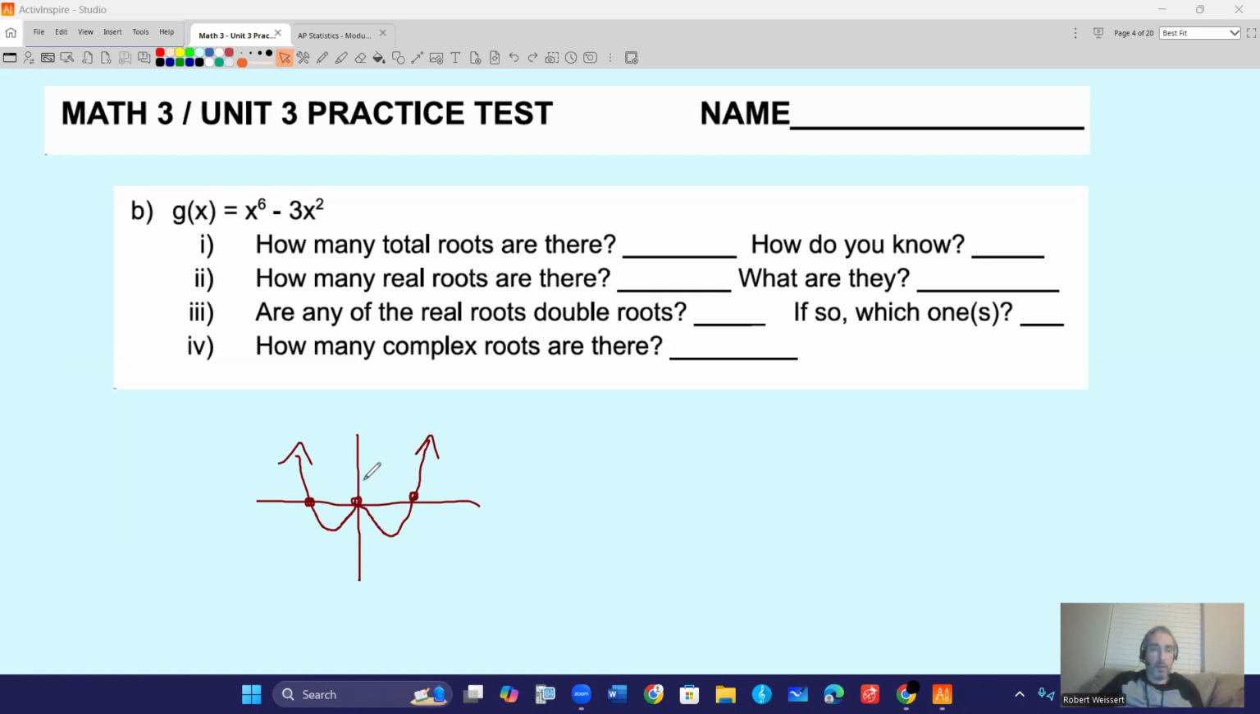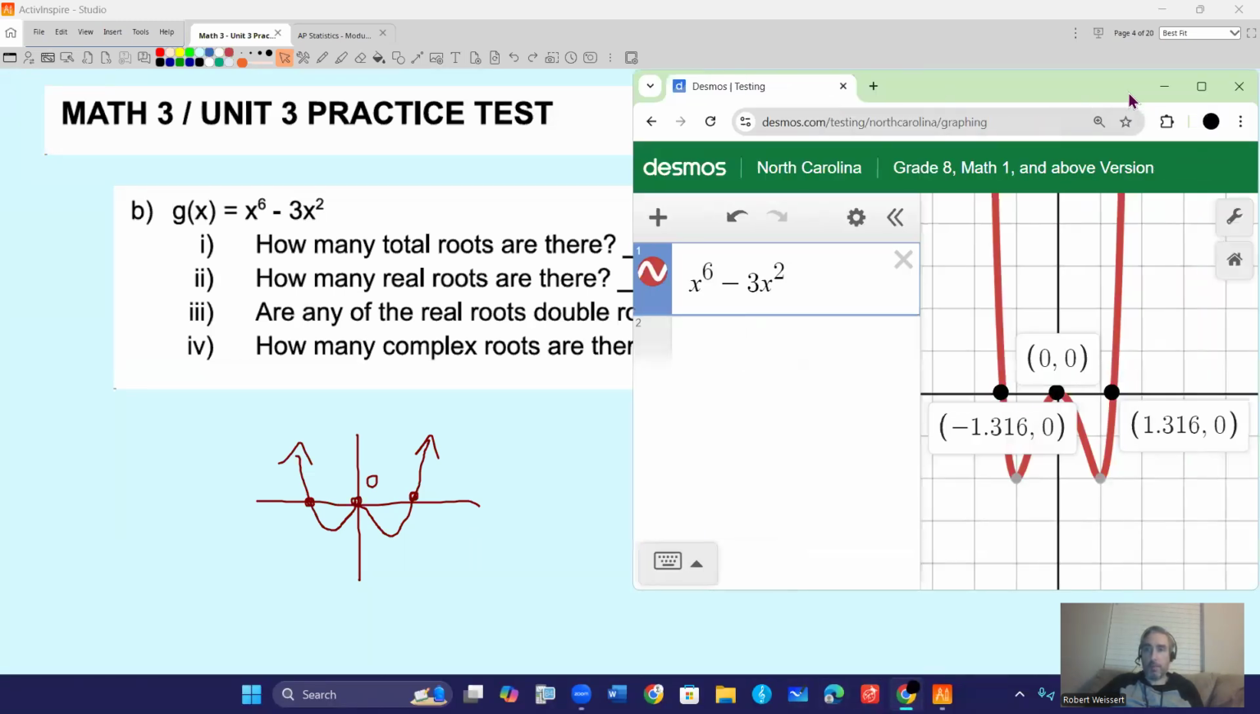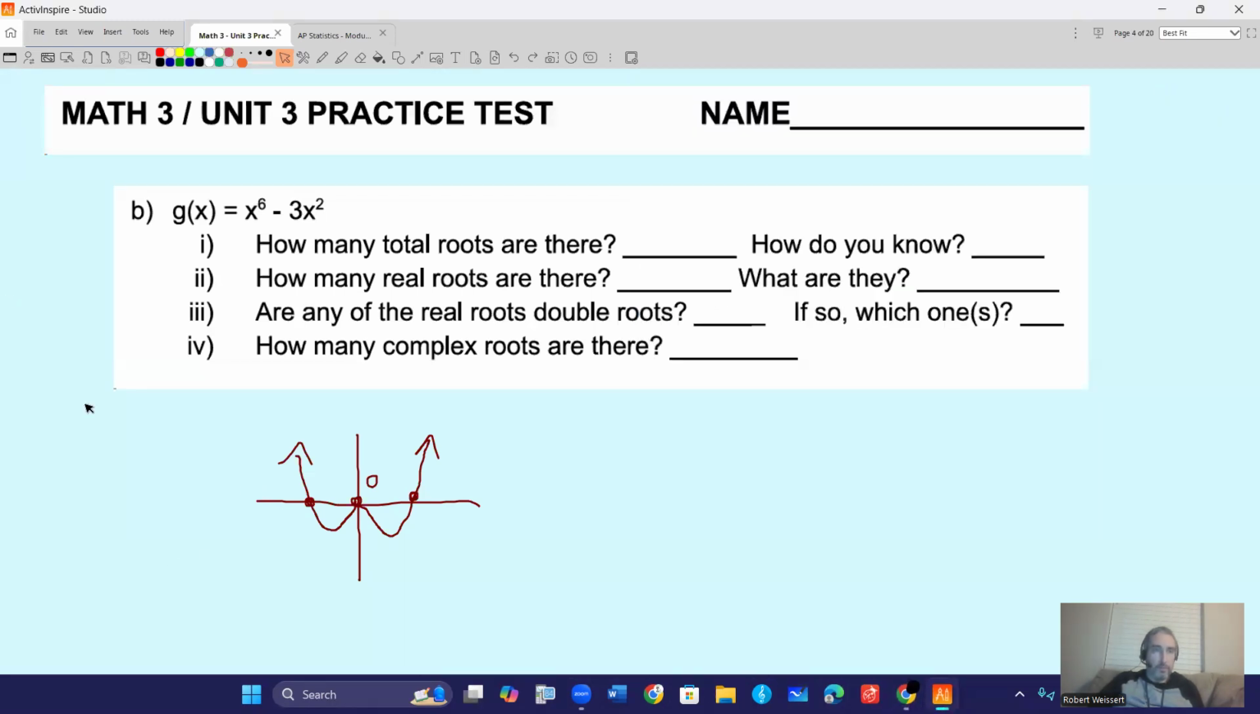Okay, I know this one's going to be 0. I forgot what the other ones are, so let me go back to the graph. So negative 1.316 and positive 1.316. So those are all your roots. Notice that the degree is 6. So there's going to be 6 total roots, and we can just say the degree is equal to 6 for your reason. How many real roots are there? There are 3: negative 1.316, 0, and 1.316.